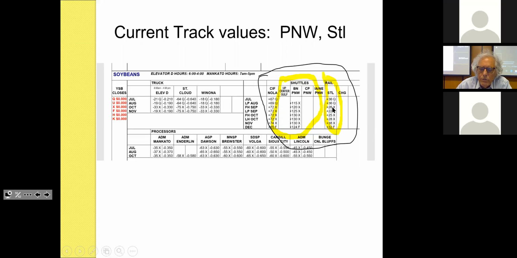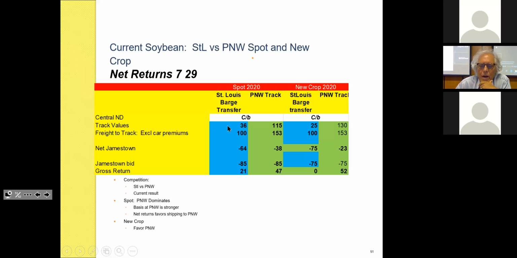These are basis values that Jim actually shares with me every day, and you can see the delivered price at St. Louis and the delivered price at PNW. So if you translate all of that for an elevator in the Jamestown region, here are the freight values going to St. Louis and PNW. And these are the net prices at Jamestown. And these are the current Jamestown bids. So a Jamestown merchant would be looking at about a 26-cent greater margin going to PNW than St. Louis, and 50 cents in new crop.